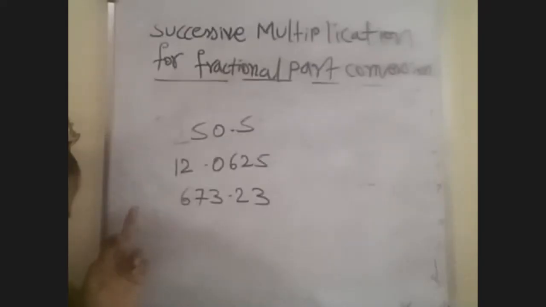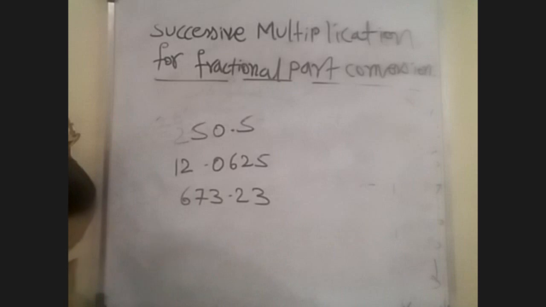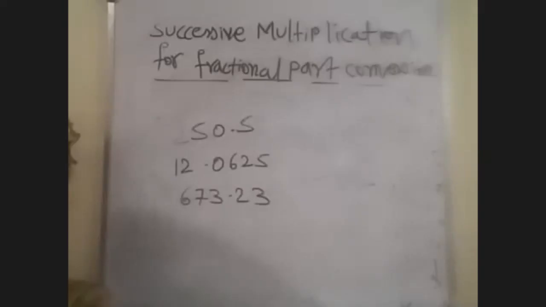to binary, octal, hexadecimal, comma, base 3, comma, base 4, comma, base 7. So in this you know how to convert decimal numbers to octal, binary and hexadecimal, right?